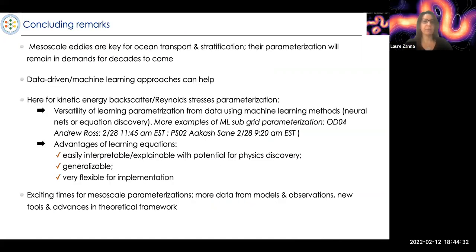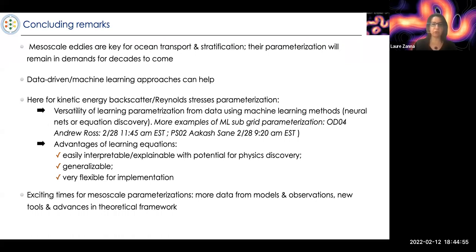So let me sum up. Mesoscale eddies are key for ocean transport and stratification, and their parameterization will remain in demand for decades. As we increase resolution, I want to make clear that there are different parts of the problem that we're parameterizing. And here it was for backscatter. And in this case, I showed that data-driven and machine learning approaches could help us.